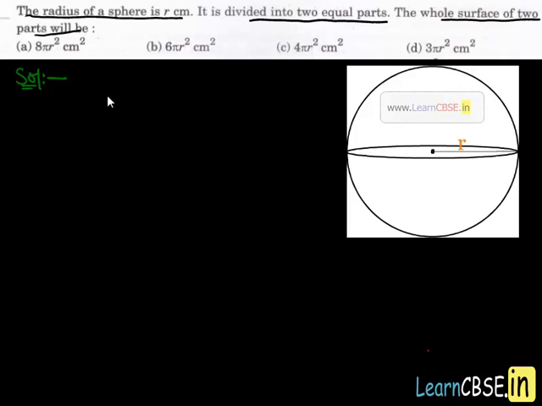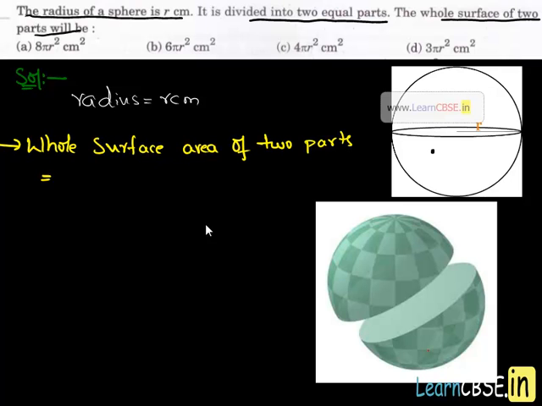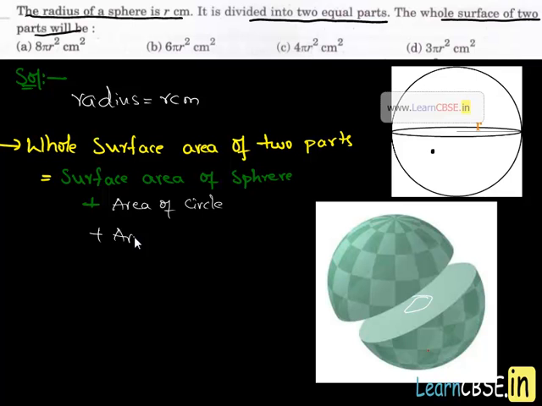Here we have a marble as an example of a sphere. Coming to the question, we are given the radius is r centimeters. Then it is divided into two equal parts. If we divide a sphere into two equal parts, then we form two hemispheres. The difference is we obtain two circles above one hemisphere and one circle below one hemisphere. Then the whole surface area of the two parts is equal to the surface area of the complete sphere plus the area of this circle and the area of the circle above this hemisphere, that is the area of another circle.